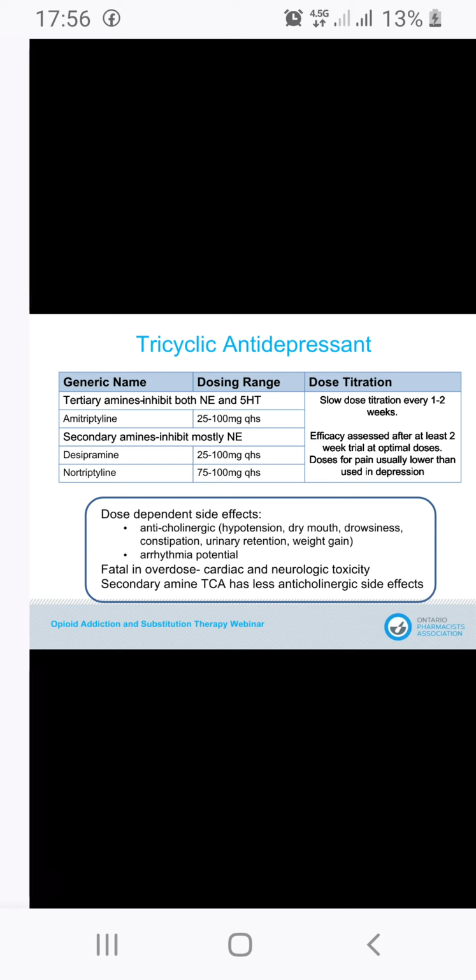And secondary amines have generally less anticholinergic side effects. So if you have a patient that would benefit from a TCA but yet have trouble with some of the drying side effects, you may want to think about a secondary amine.